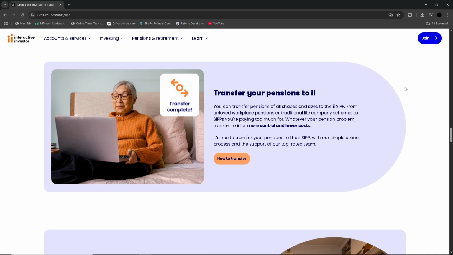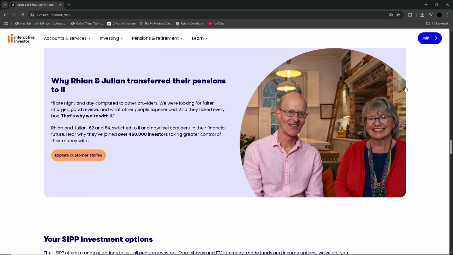Overall, Interactive Investor is very predictable and transparent, which appeals to many committed investors who want to avoid variable fees. Ease of use. Interactive Investor is designed with experienced investors in mind, but remains approachable for many beginners.